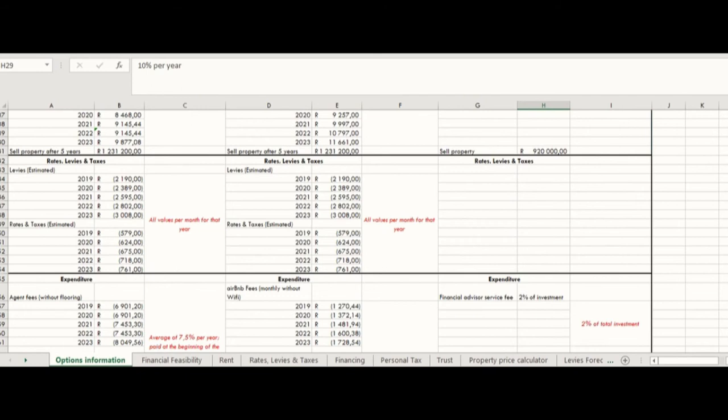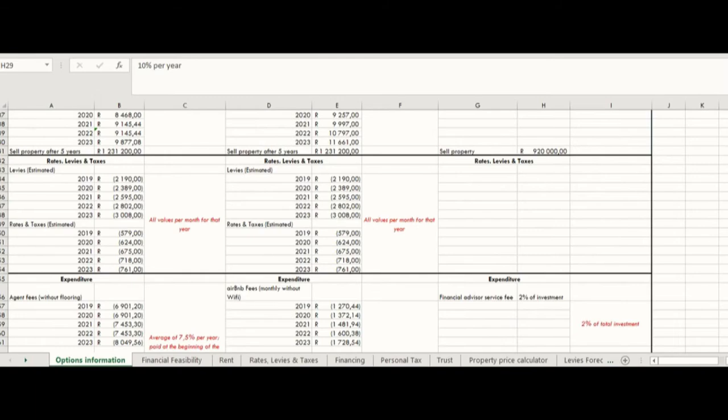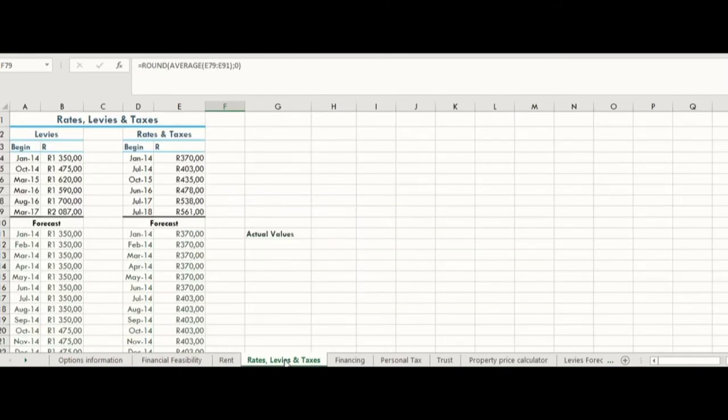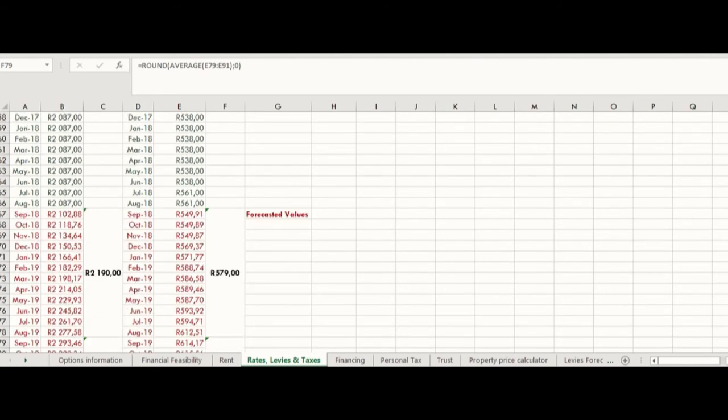Now we can go to the rates, levies, and taxes. The following table provides us with the historical levies and taxes that were charged to this apartment. Going to the rates, levies, and taxes tabs, we can find the following. We have the historical data. This then was dragged out. As soon as we reach the rate values, we have forecasted values.